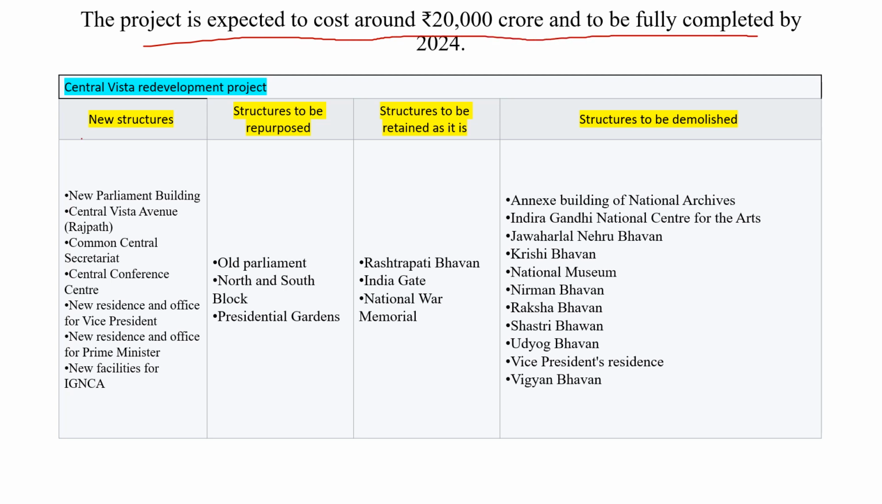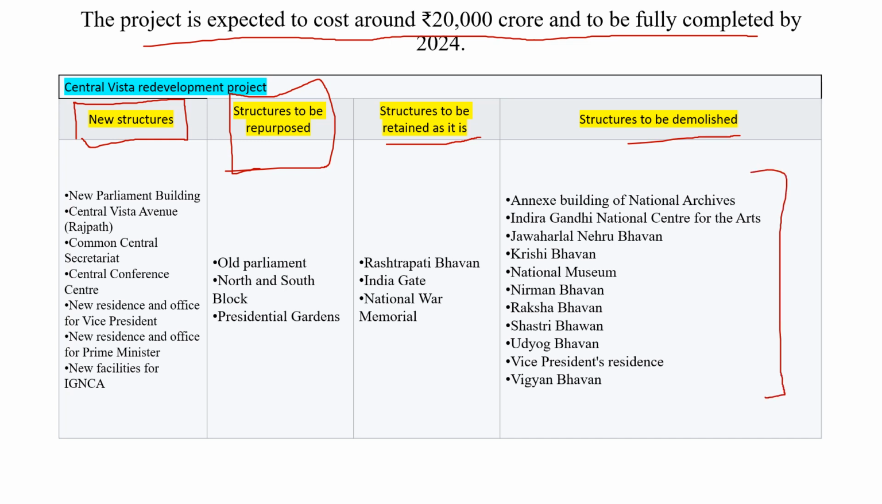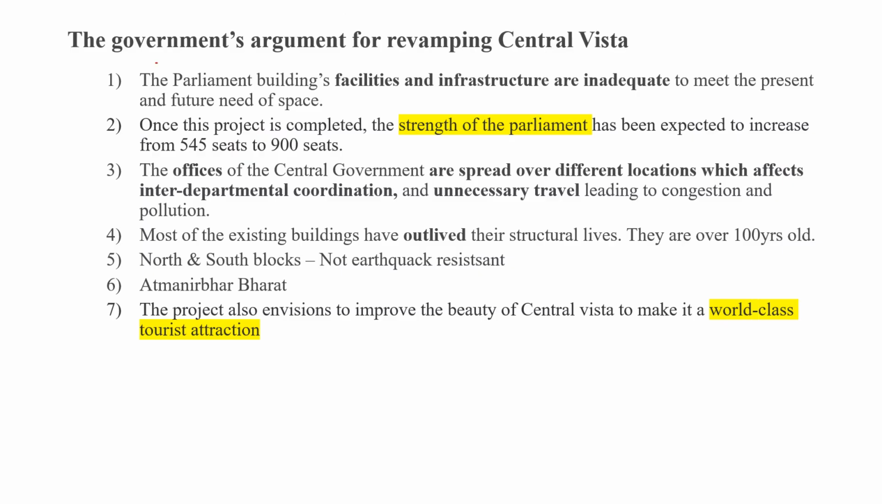Here I have mentioned what are the new structures which are going to come up, structures to be repurposed, structures to be retained as they are, and structures to be demolished, right? These are not that important from your examination point of view, but have a look. Let's see what the government's arguments are for revamping the Central Vista, right?